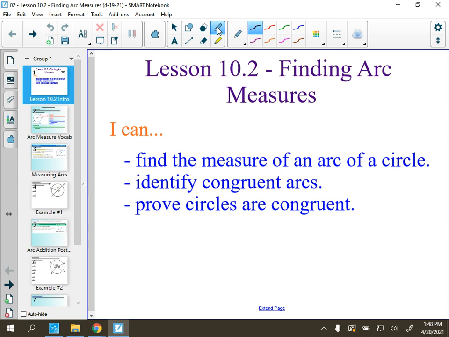Welcome, lesson 10.2, geometry notes on finding arc measures. That's basically it. We'll jump in. We'll figure out what the heck an arc is, and we'll talk about a little vocab. Then we'll figure out what it means to measure an arc, and the last two concepts kind of go together, congruent arcs and congruent circles. So let's get into it. Kind of a shorter deal, hopefully.